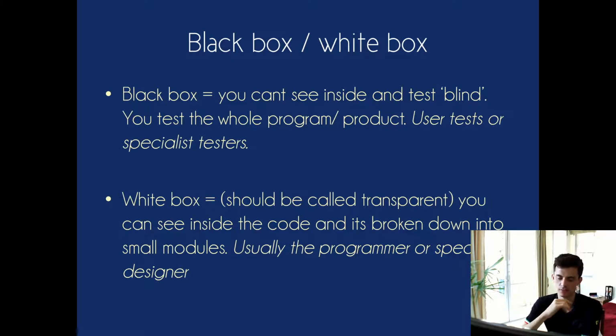White box testing probably should be called transparent, as in transparent box, because you can see the code and everything behind the scenes, and this is broken down into small modules. There's usually a programmer or a specialist designer that goes through and tests each part. That's all there is to black box, white box, alpha, beta.